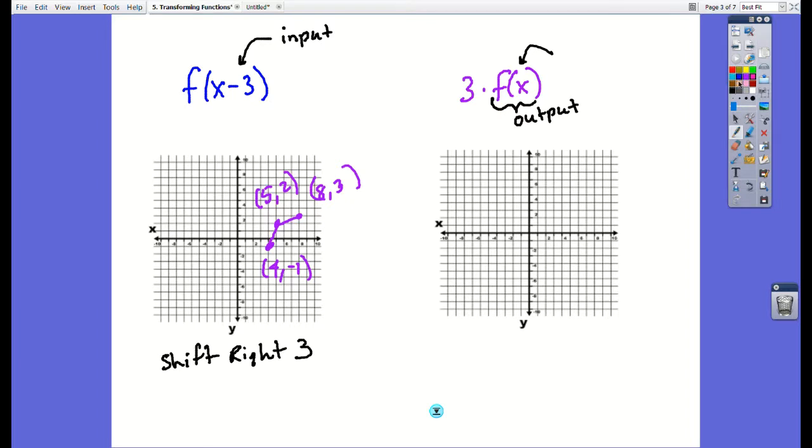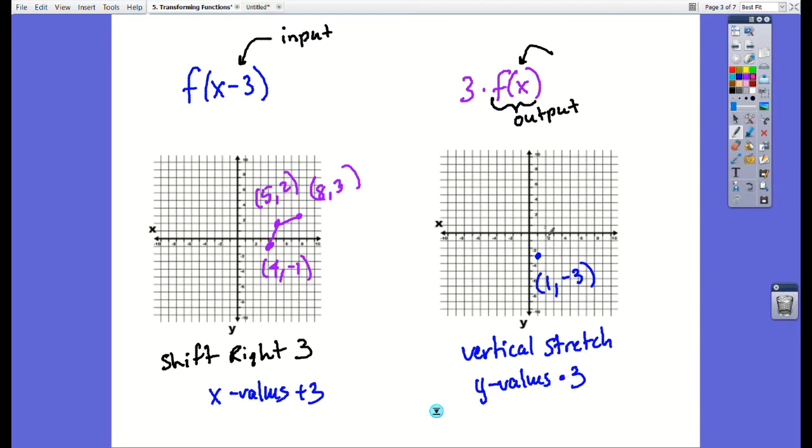Our graph should be higher than it was. And this might go off your graphs a little bit. But we had the point 1, negative 1. If we're multiplying all of our outputs, all of our y values by 3, 1, negative 1 becomes 1, negative 3. Because you multiply all your y values by 3. So this is a vertical stretch. Really what we did was we multiplied the y values times 3. Over here we did x values plus 3. So then 2 comma 2 should become 2 comma 6. So that's going to be here, 2, 6. Because we're multiplying the y values by 3. And 5 comma 3 should become 5, 9. Right there.